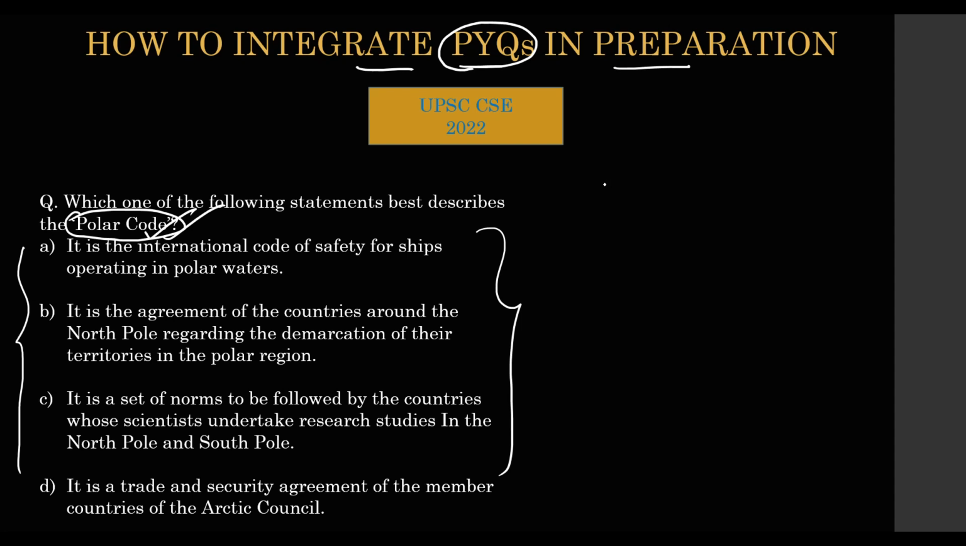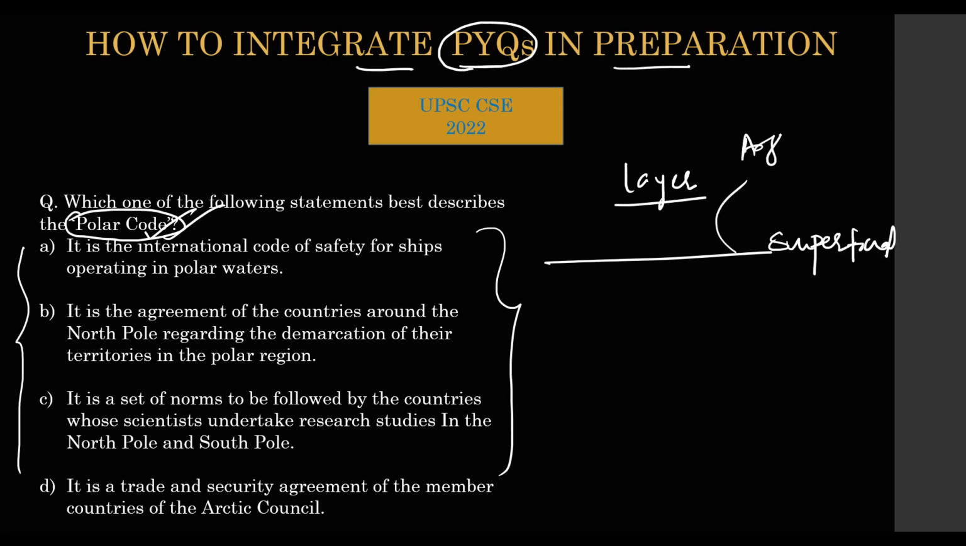But if you have done layer-wise preparation, there is one layer which is called the superficial level. Let me just show you. The superficial level is: the Arctic region is in news, the Arctic Council is in news.